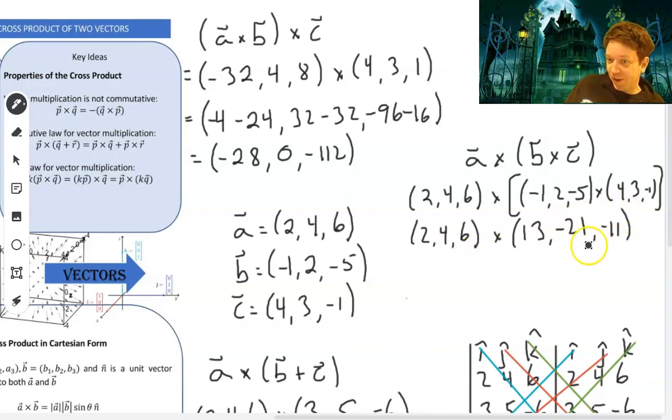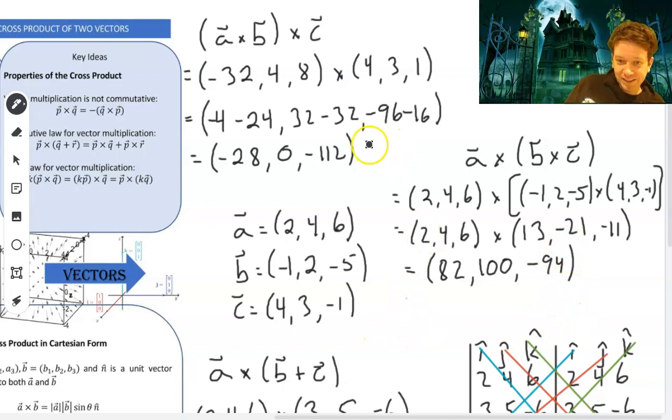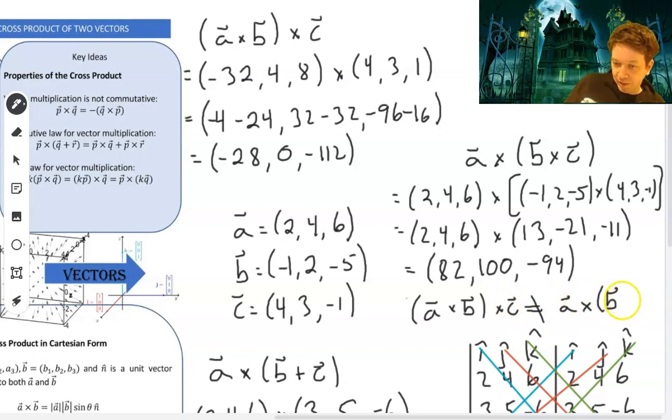And then again, pause the video and try this cross product. And you should get 82, 100, and minus 94. So what does this tell us? Definitely not the same. So A cross B, then cross C, does not equal A cross B cross C. So it's important to know which one you're going to cross first. Right? Follow your brackets.